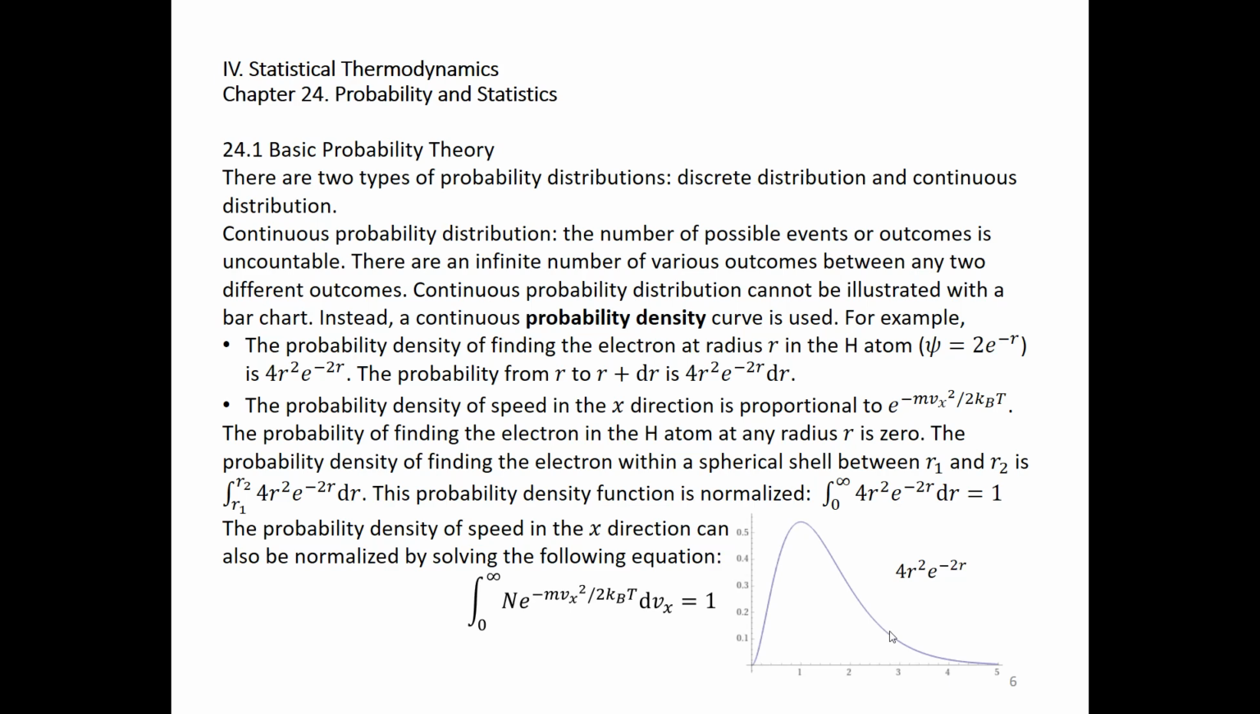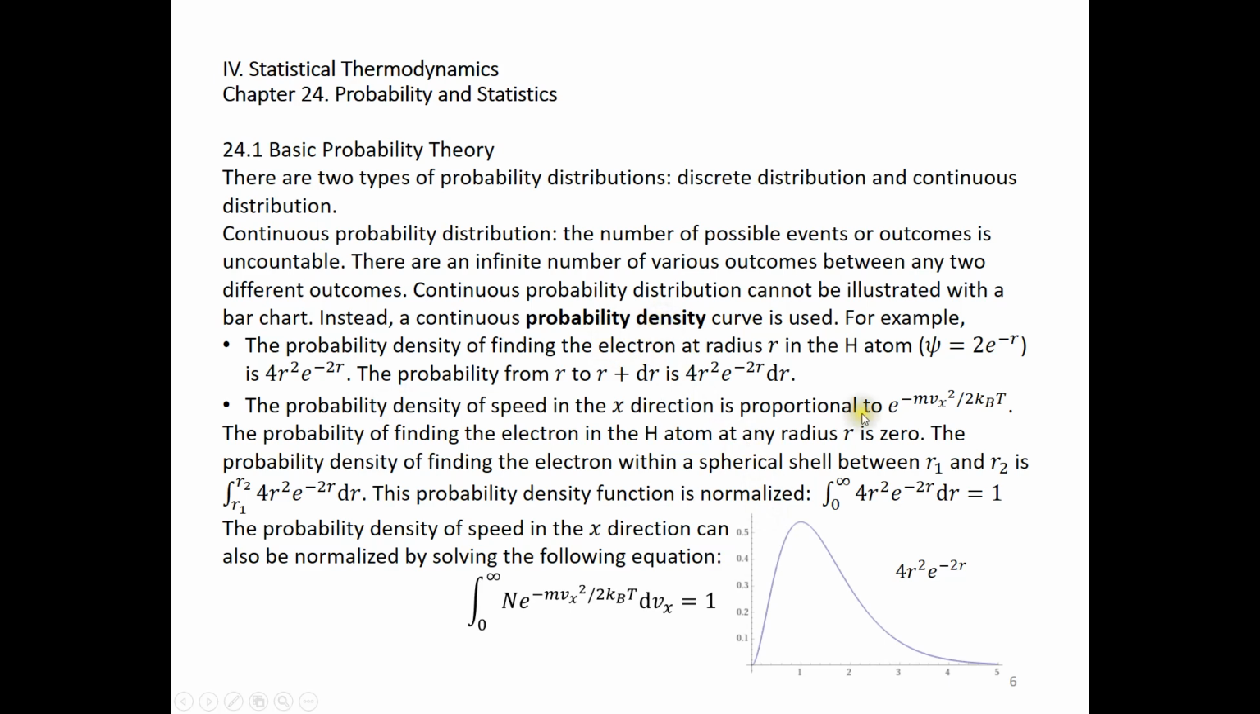That's continuous. So that's why we cannot simply display the continuous probability distribution with a bar chart. We have to use the probability density curve, all right, something like this. And the horizontal axis is just the possible outcomes, and we have a continuous distribution of possible outcomes. The vertical axis is the probability density.